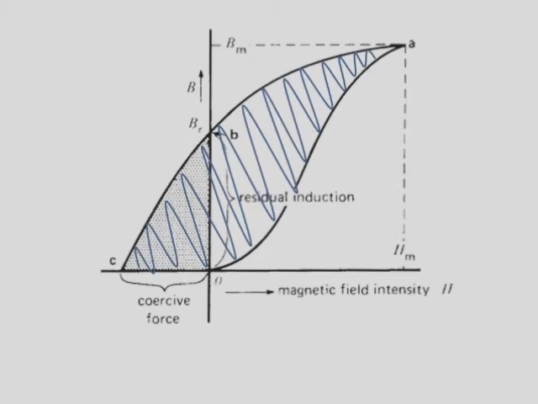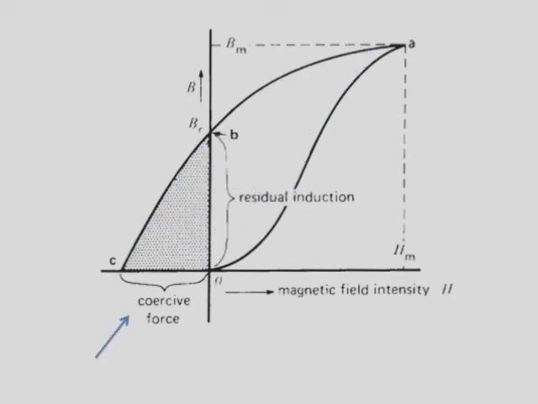The total area of this curve represents the power loss and power gained. In order to reduce the residual flux, we need to reverse the current in the coil to increase H in the opposite direction. The magnetic field intensity used to reduce flux to 0 is called coercive force. Here is the coercive force. As the magnetic material absorbs energy, there will be energy loss in the form of heat in every cycle, and I will show you after this.